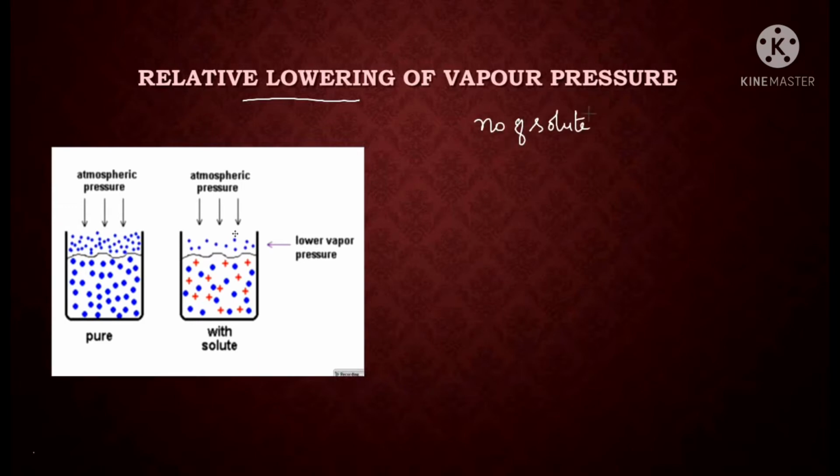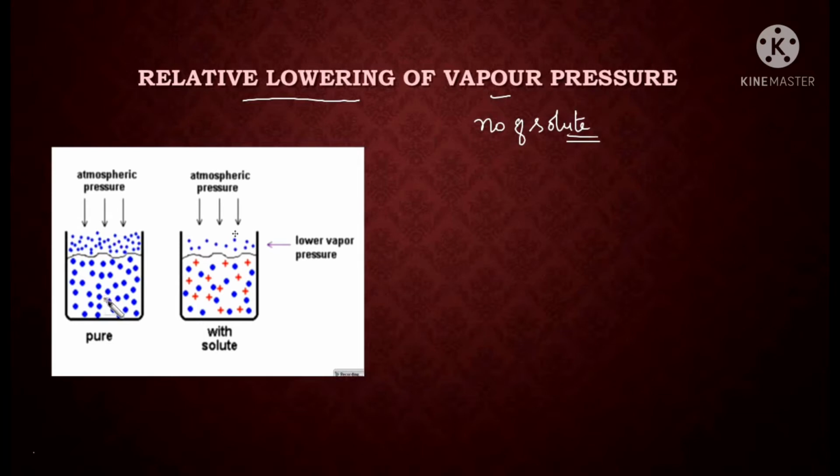But these colligative properties do not depend upon the chemical nature of these solute particles, okay? But why does this lowering of vapor pressure occur? What happens? Actually, just look at this picture. This container has pure solvent.